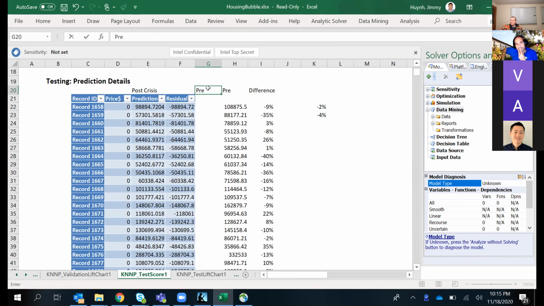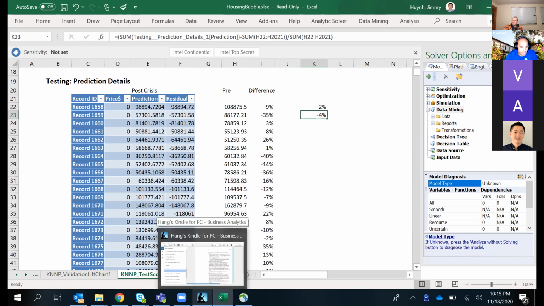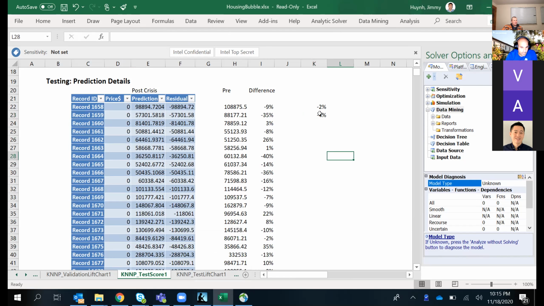Cool. So we got that, and that's the average percentage change between the pre-crisis and the post-crisis. We'll see if we got that right. We didn't have the answer for this one. Hopefully he does this one in class.